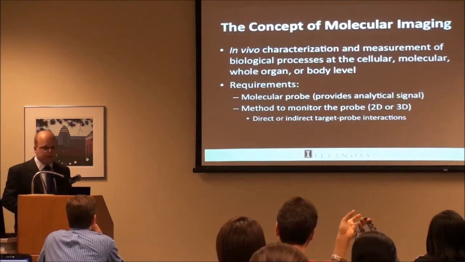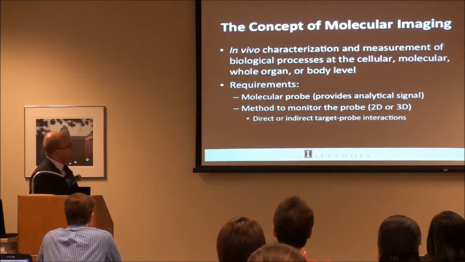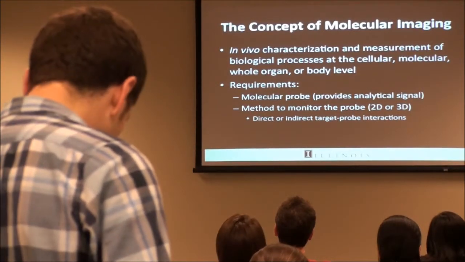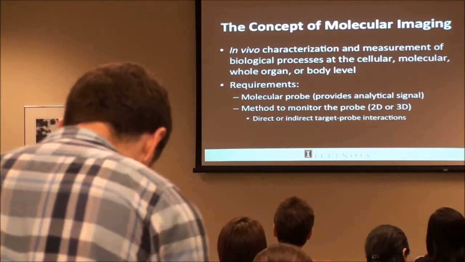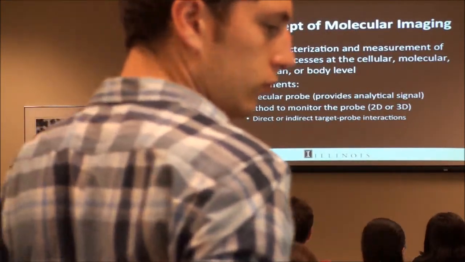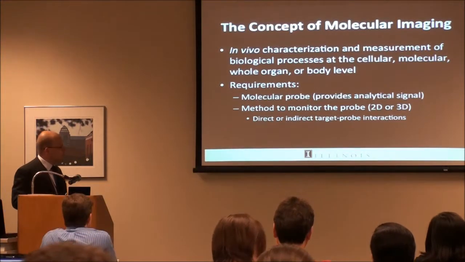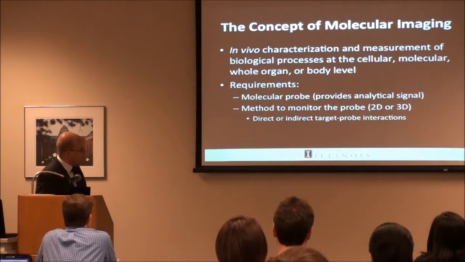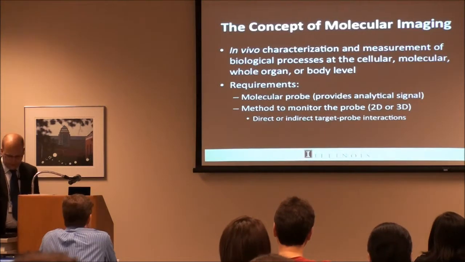So let me first start with the basic definitions of what molecular imaging is. The concept of molecular imaging is in vivo characterization and measurement of biological processes at the cellular, molecular, whole organ and body level. There are a few requirements. First, you need to have molecular probes which provide an analytical signal. The second is the method to monitor the probe, and it could be a two-dimensional or three-dimensional method. Within those methods, we have direct and indirect target-probe interactions, or direct and indirect methods.